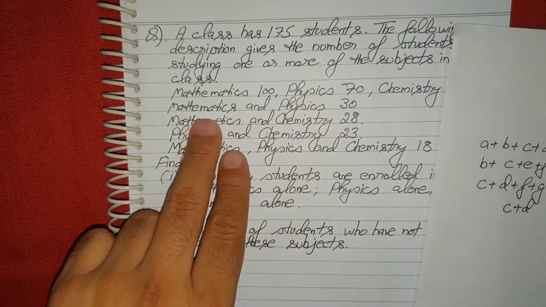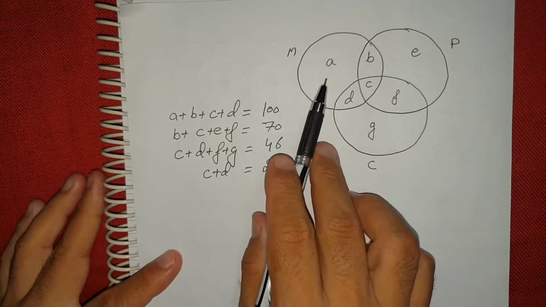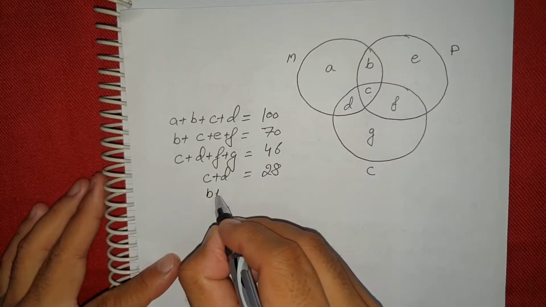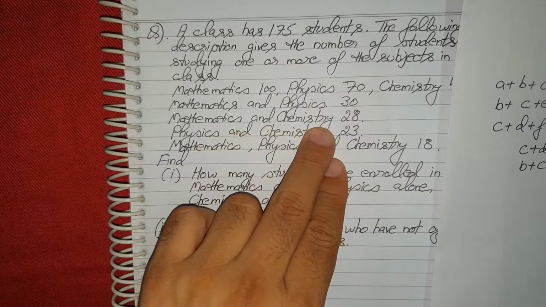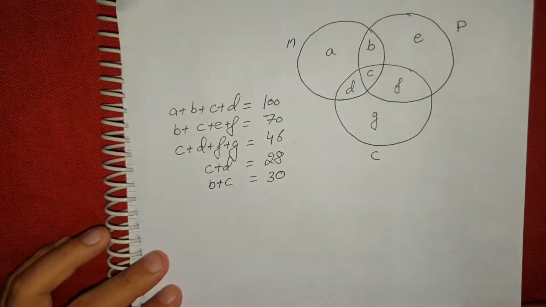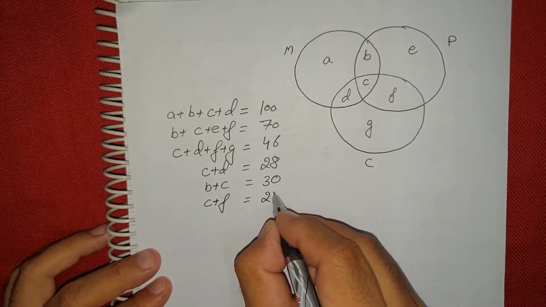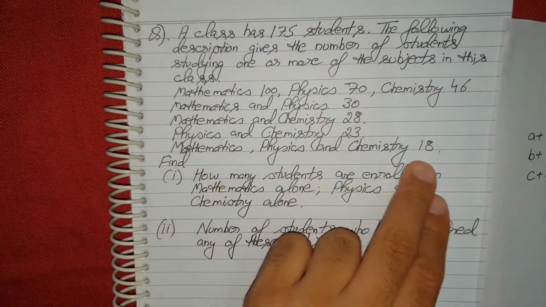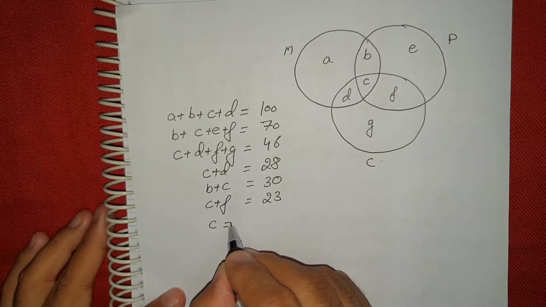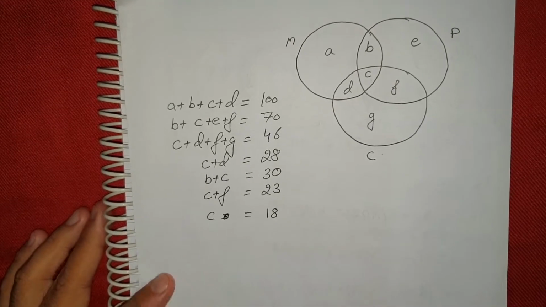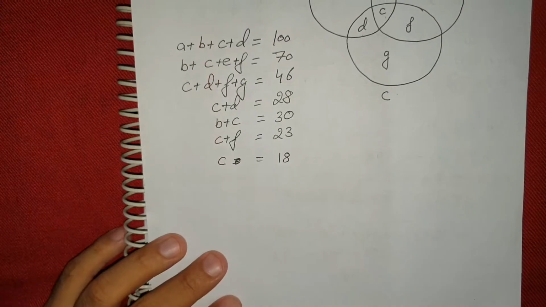Oh, sorry. First, mathematics and physics is 30. Mathematics and physics is B plus C, so B plus C is 30. Sorry, I missed that. But I have written C plus D for mathematics and chemistry. Physics and chemistry is 23, so C plus F is 23. And mathematics, physics and chemistry is 18, meaning C is 18, with all the subjects. Now we can solve these equations.